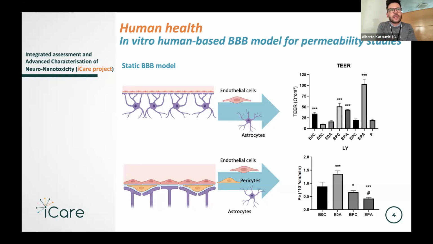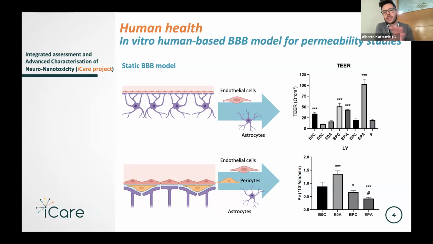So we are testing different commercial, human-based cell lines, as I mentioned, and we are seeing different performances of the cells. In the graphs on the right-hand side, we have data on the TEER values and also Lucifer yellow to see barrier permeability. These are just codes of the different models, but we can see that some of the models have better performance in terms of barrier integrity and higher TEER values. The same is seen in the Lucifer yellow assay, where some models show better results than the others.